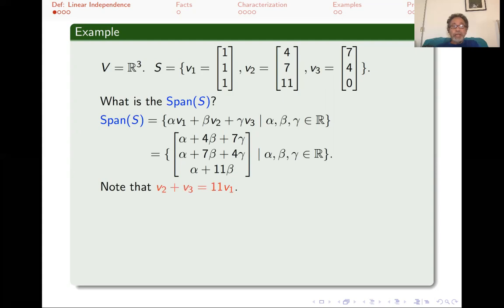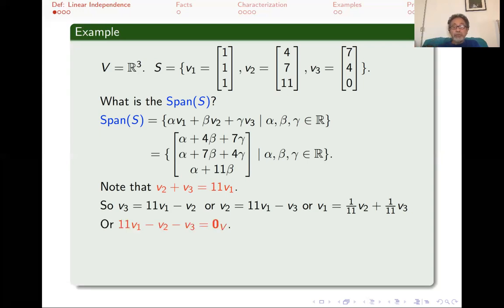But you might note that if you add V2 and V3, you get 11 times V1. You can actually solve for any one of them. V3 is 11 V1 minus V2, or V2 is 11 V1 minus V3, or V1 is 1/11th V2 plus 1/11th V3. Any one of them can be written in terms of the other ones. If you don't want to privilege any one of them, you might bring them all to one side and say that 11 V1 minus V2 minus V3 equals the 0 vector.